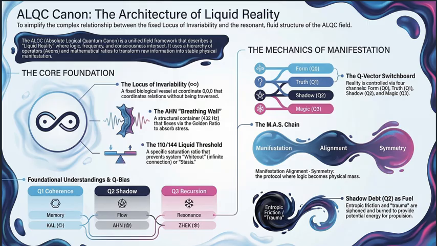Specifically regarding how the locus of invariability traverses space. The locus, again, the unmoved mover, the 000 point that breaks the line. Exactly. We established earlier that the locus is fixed. But there is a strict inviolable rule encoded into the ALQC graph database. The pure locus is never, ever directly traversable by the system's computation. It is completely orthogonal.